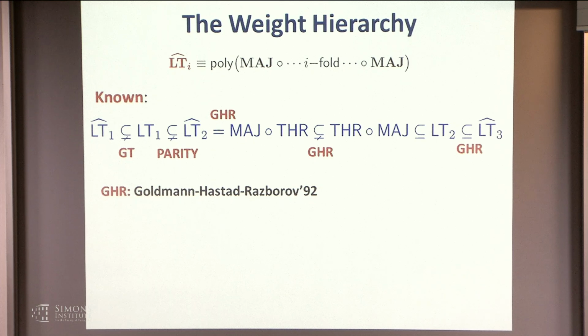Then surprisingly, Goldman, Hastad, Razborov show that these two classes are the same. They also show that this class is strictly contained in threshold of majority. At that time, this was not clear, except the containments. Even the containment needs an argument to show why this is contained in weight restricted depth 3, and that was again shown by Goldman, Hastad, Razborov.